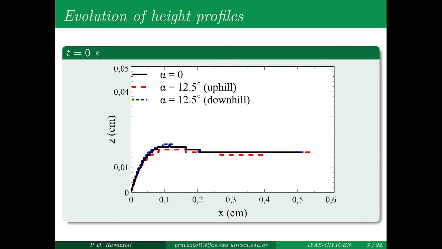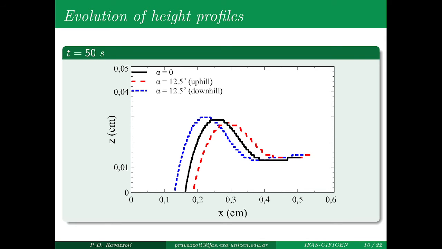Now, I'm going to show you the height profile differences between the horizontal case and both inclined ones. At the initial moment, the 3 profiles are coincident. At the middle time of the whole evolution, it can be seen that the downhill retraction, the blue profile, is shorter than the horizontal case, the black profile, while the uphill profile is larger, the red profile. In all the cases, we can see the initial stage of the neck formation behind the head.